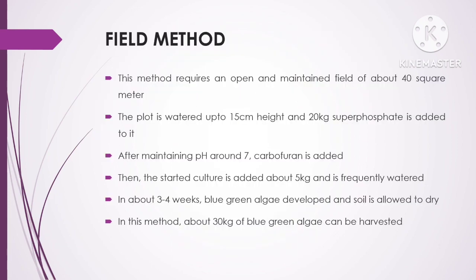Next, field method. This method requires an open and maintained field of about 40 square meters. The plot is watered up to 5 cm height and 20 kg superphosphate is added to it. After maintaining pH around 7, carbofuran is added. Then the starter culture is added, about 5 kg, and frequently watered. In about 3 to 4 weeks, blue-green algae develop and the soil is allowed to dry. In this method, about 30 kg of blue-green algae can be harvested.